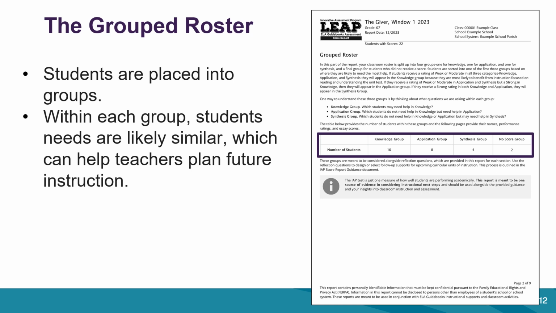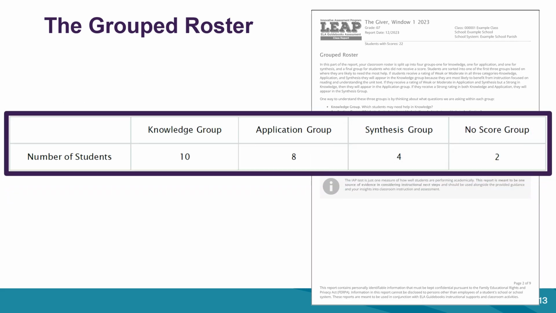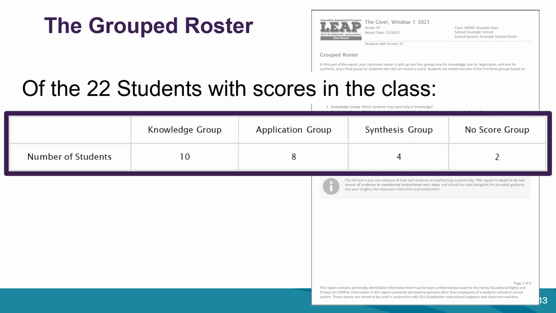These groups are meant to help teachers plan for future instruction. For example, students in the knowledge group most likely need help understanding the text read in class, as well as the questions asked about those texts. If we zoom in on the score report, we can see that of the 22 students in this class with scores, 10 were in the knowledge group, 8 were in the application group, 4 were in the synthesis group, and 2 were in the no score group.